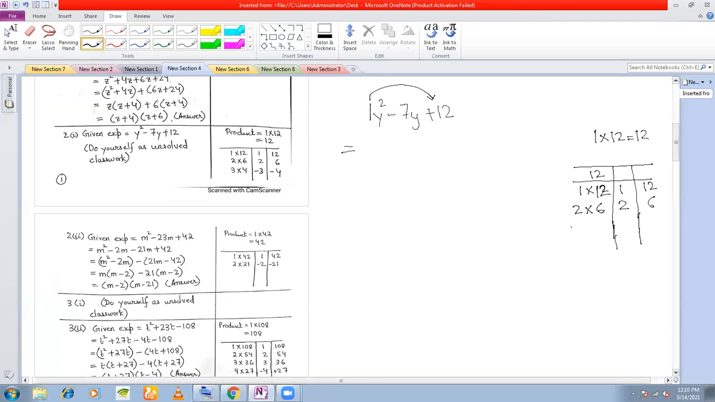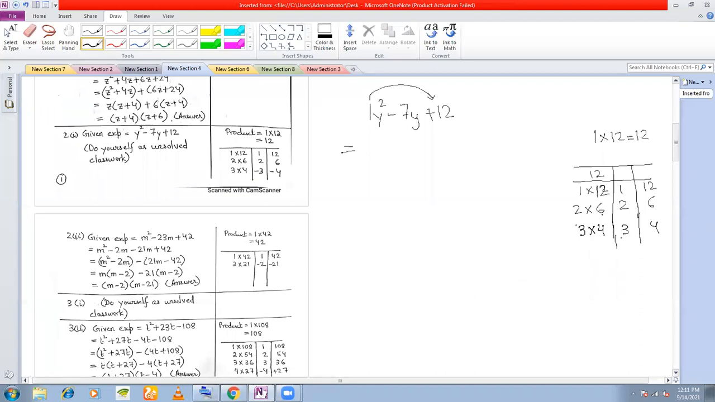Okay. So what is the next factor? 12 is divisible by 4, so 4 into 3. Will 4 and 3 give me 7? Next factor can be 3 into 4. So 3 and 4, right?